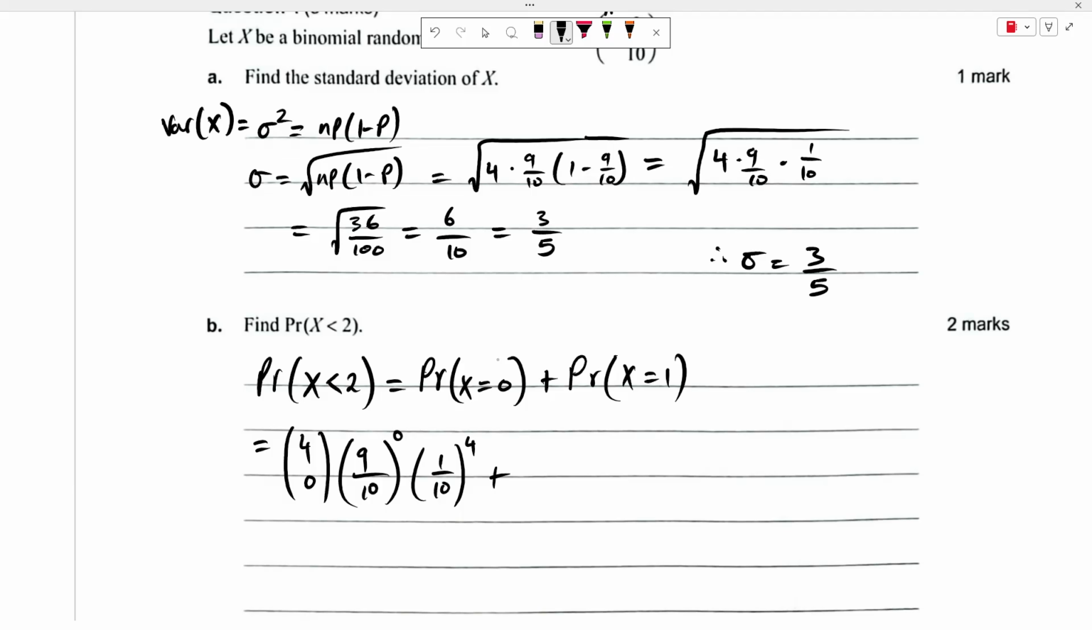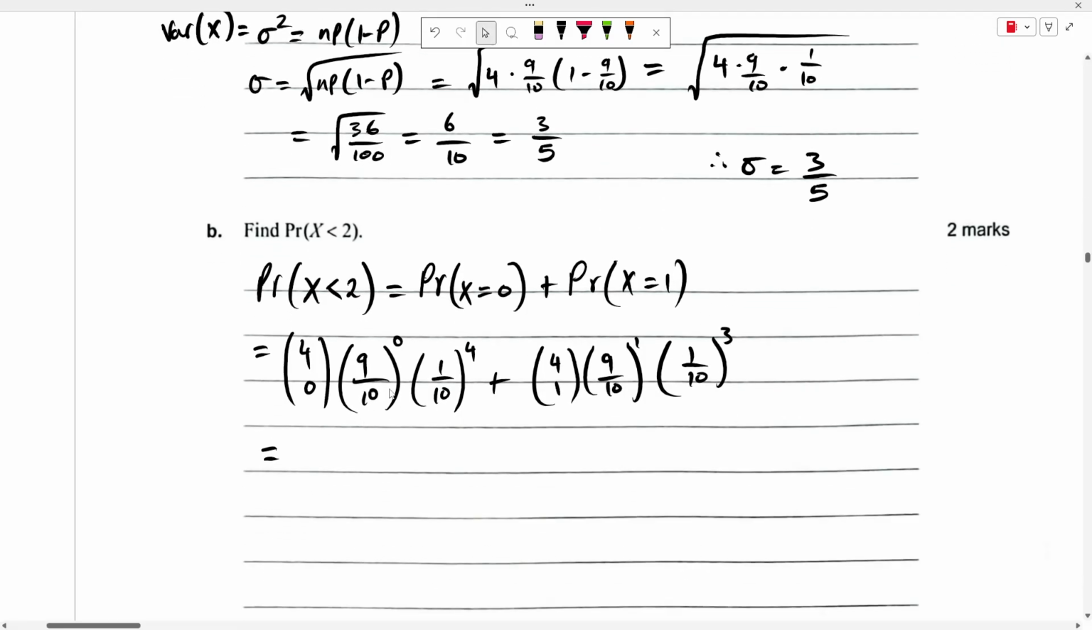We're going to add that and do it on the second one, where the x value is actually going to be 1. So we get n, 4, choose x, 1, times 9 over 10 to the power of 1, times 1 over 10 to the power of 3. Okay, what is 4 choose 0? 4 choose 0 is actually going to be 1. And anything to the power of 0 is also going to be 1. So we get 1 over 10 to the 4.